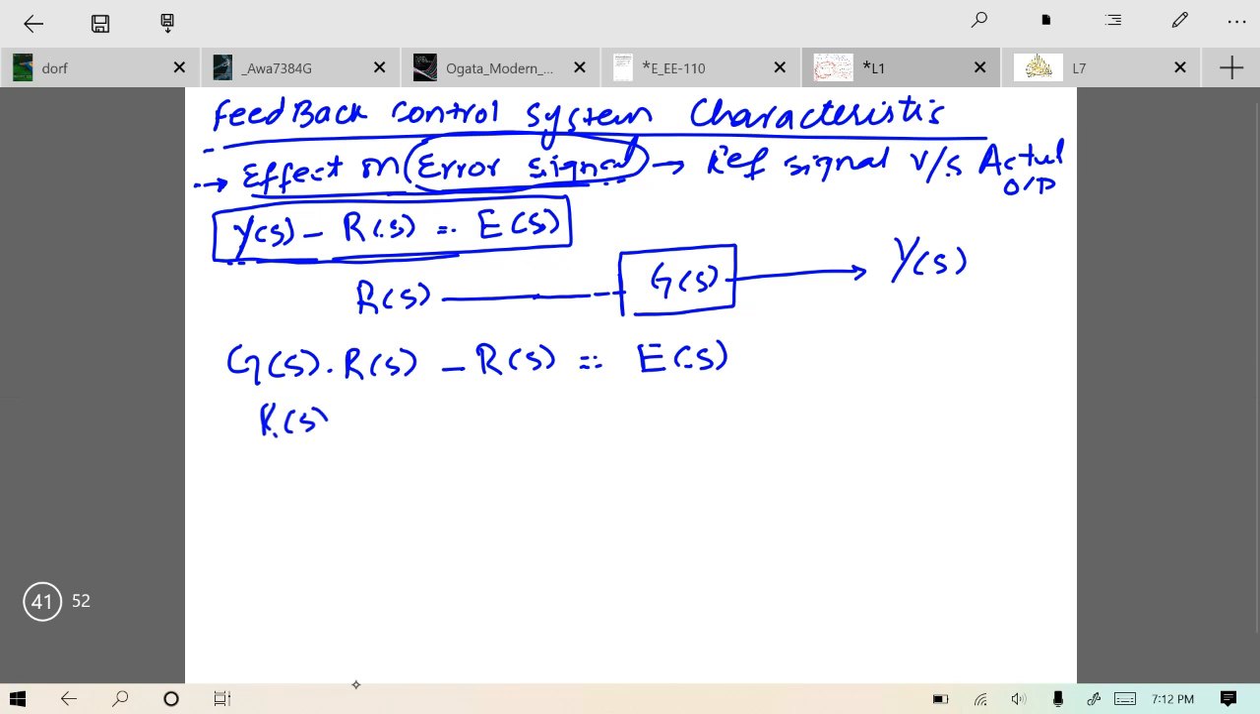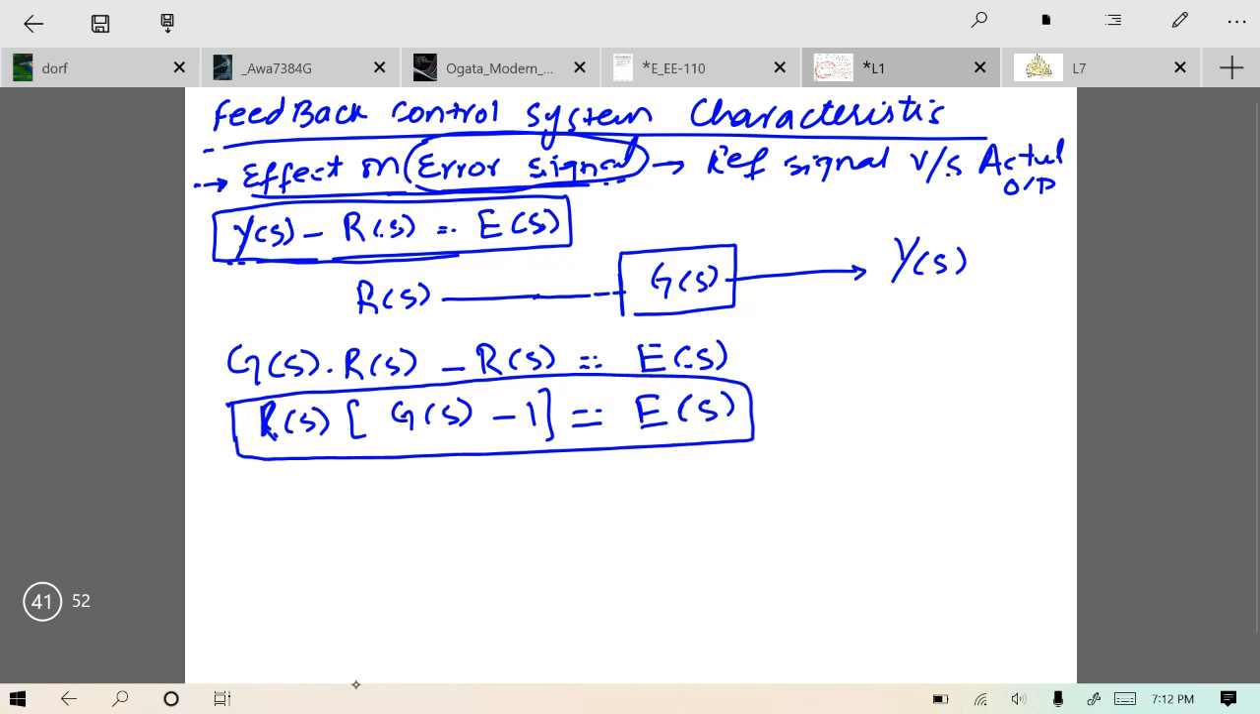Taking R of S common, G of S minus 1 is equal to E of S. So this is your error signal in terms of R of S and G of S in an open loop system. Let's call it A.